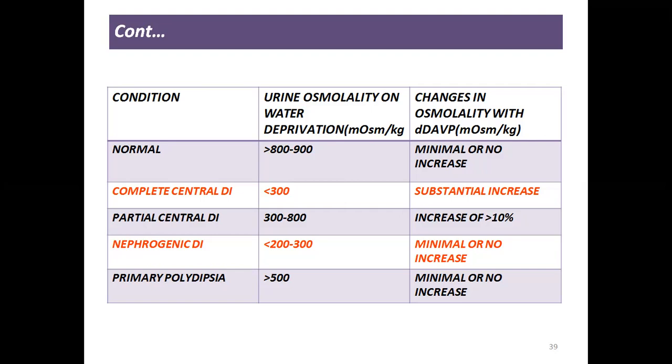We also have primary polydipsia. Primary polydipsia is due to increased thirst, so if we are drinking more water, the osmolarity will reduce. In the water deprivation test, we have osmolarity more than 500, and in case of vasopressin response, we have minimal or no increase. So this data can be used to see what the concentration capacity of the renal tubules is.